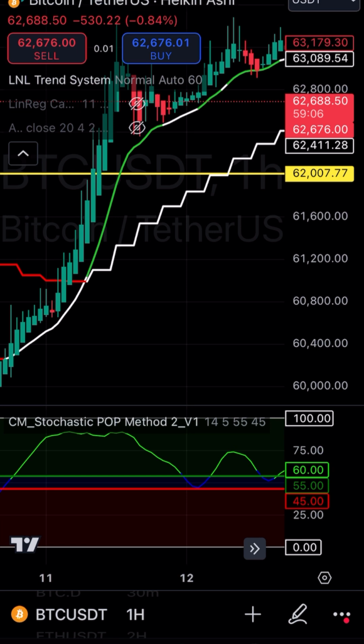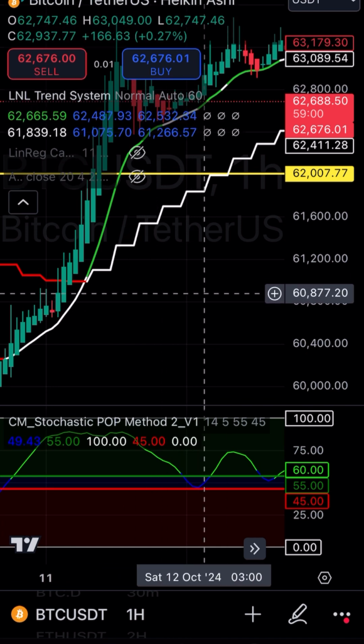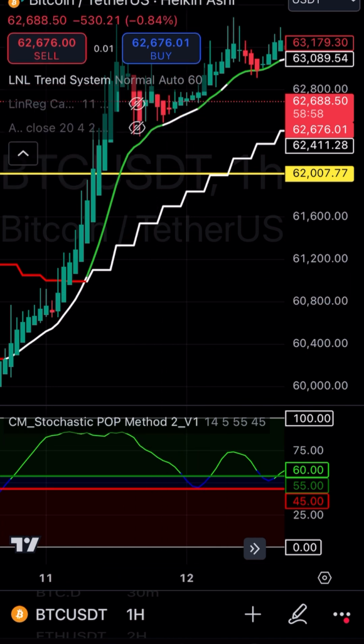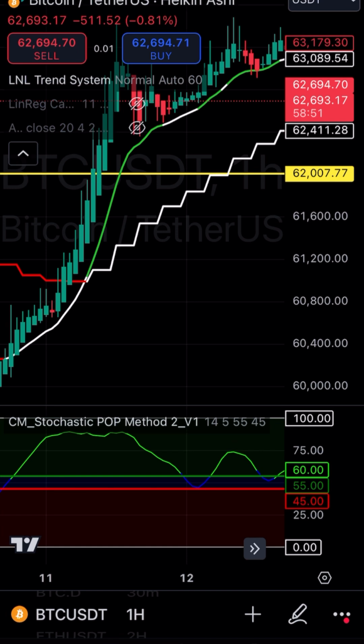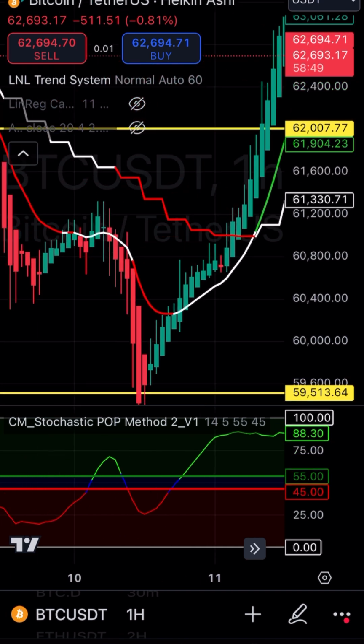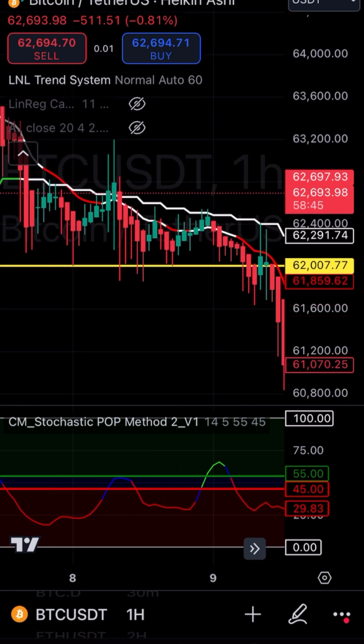And you just ride it out, and if you're looking at the CM stochastic here, you can stay in the trade as long as it doesn't dip below. And it's the same way the other way around. If it's bearish, make sure these lines aren't crossing up. So basically that's what you've got to look for. You look for a cross, or you look to see if the candle is pushing through that line.